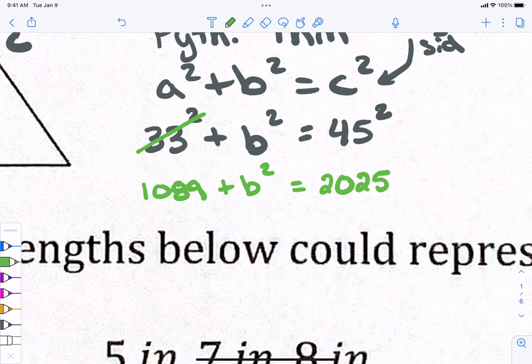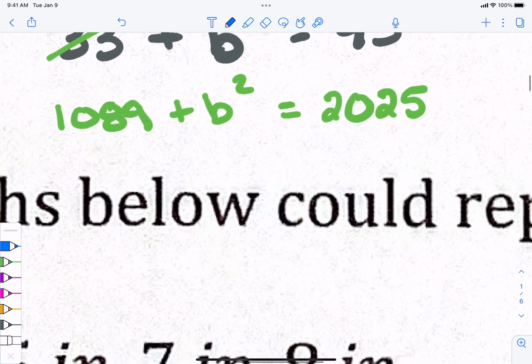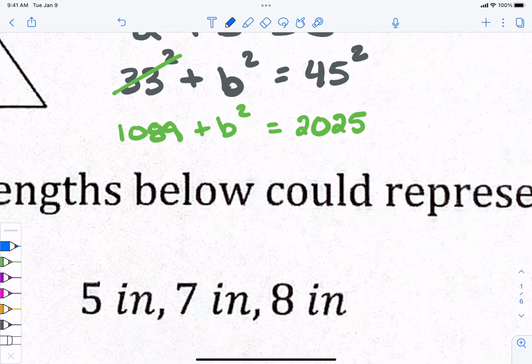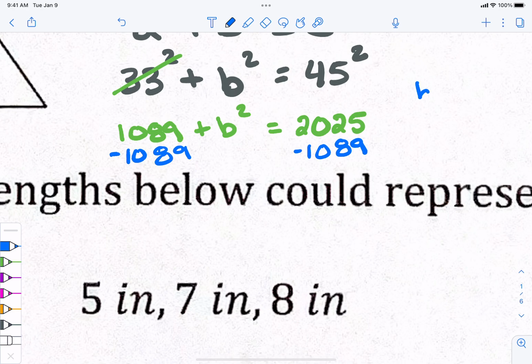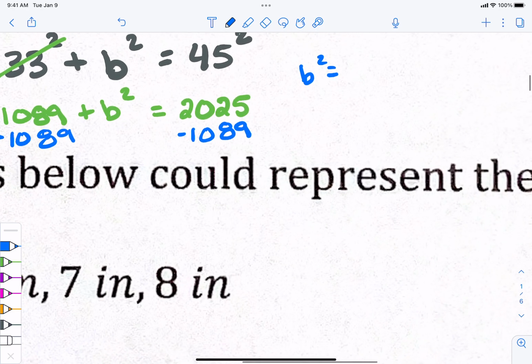All right, then what? How do I get B by itself, or solve for B? Subtract. So I'm going to subtract the 1089. Minus 1089. So B squared equals whatever that comes out to be. I don't know.